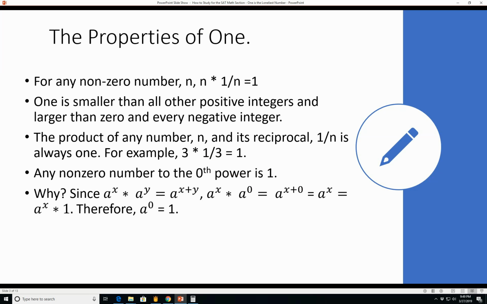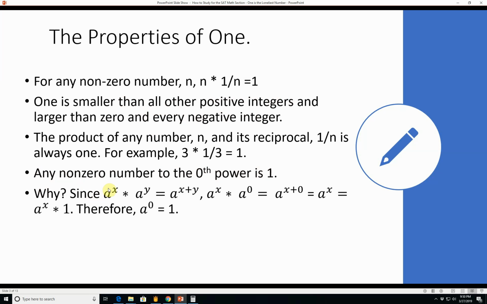The properties of 1: for any non-zero number n, n times 1 over n, so n times its reciprocal, is equal to 1. As we see here, the product of any number n and its reciprocal, 1 over n, is always 1. For example, 3 times 1/3 is equal to 1. Sorry for writing it twice, but I did, so sue me. 1 is smaller than all other positive integers and larger than 0 and every negative integer. Any non-zero number to the 0th power is 1.